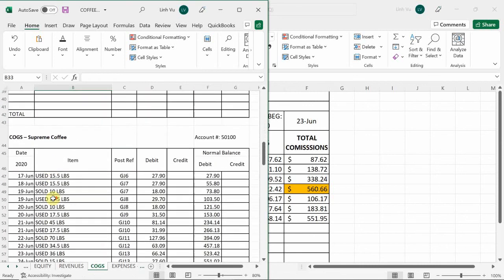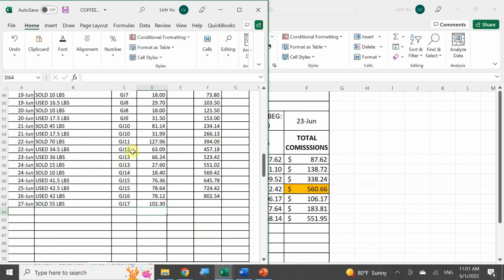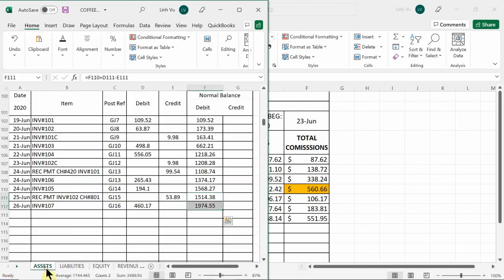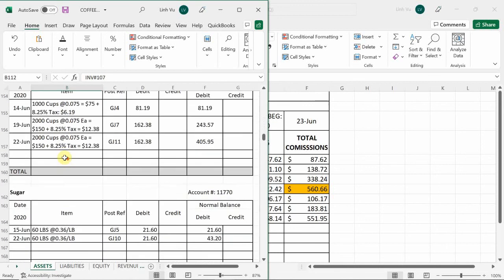Okay. And I also need to report that I sold 55 pounds for $102.30. And that should increase my cost of goods sold account for Supreme Coffee to be $904.84. And of course, I need to update my inventory.